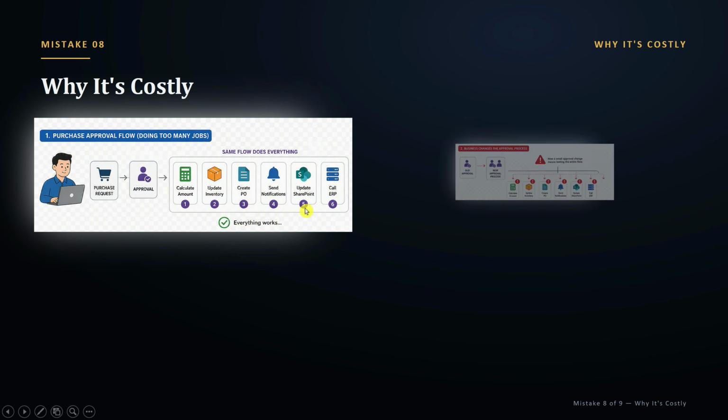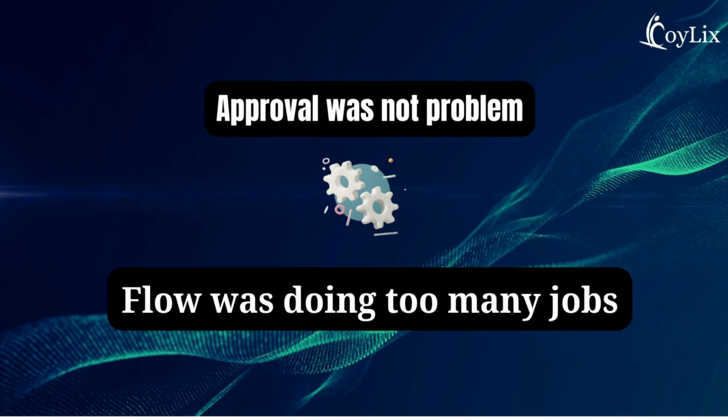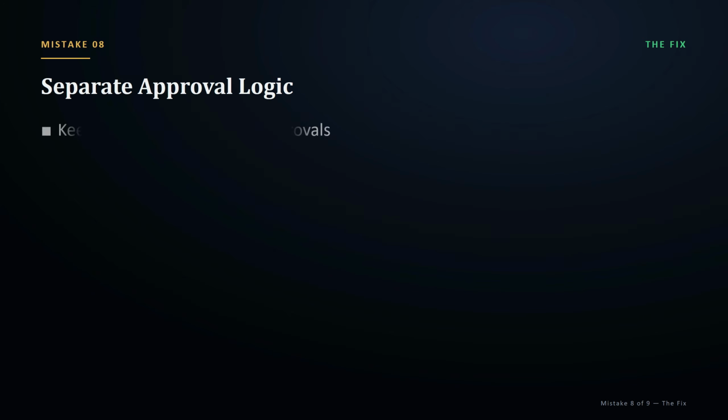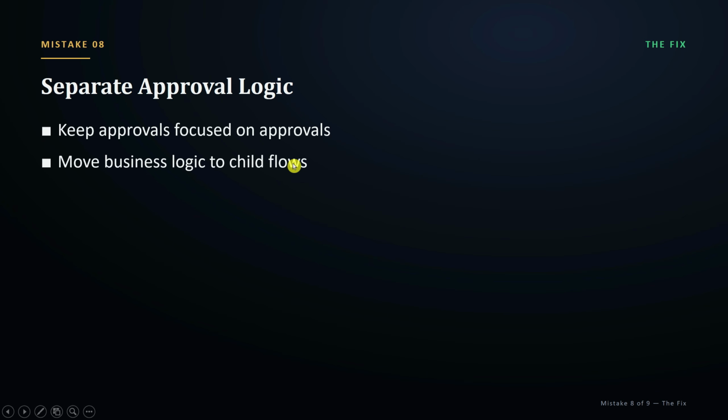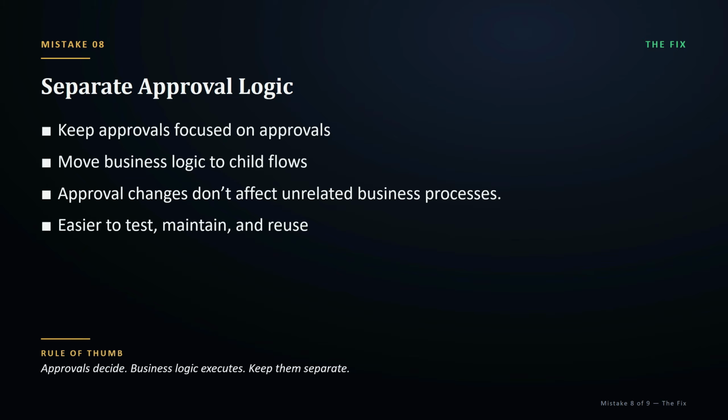Everything works until the business changes the approval process. Now a small approval change means testing the entire flow. A single change can accidentally break inventory updates, notifications, or ERP integrations. So the approval was not the problem, the flow was doing too many jobs. So the fix is, keep your approval logic focused on approvals, and move business logic into separate child flows. That way, approval changes don't affect unrelated business processes. Smaller flows are easier to test, maintain, and reuse. Rule of thumb is, approval decides, business logic executes, so keep them separate.